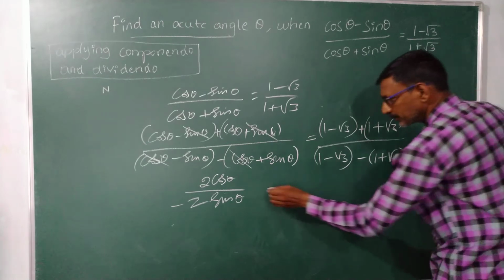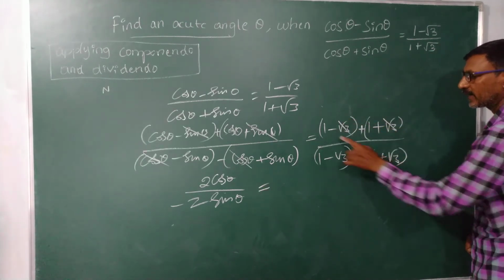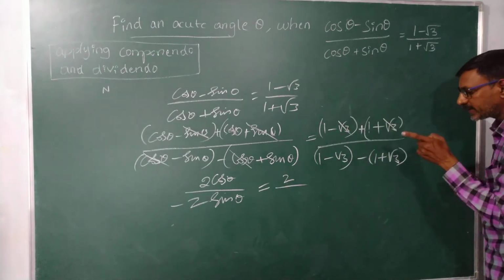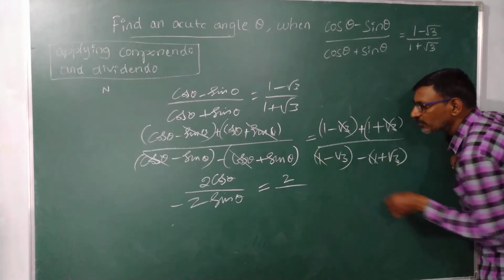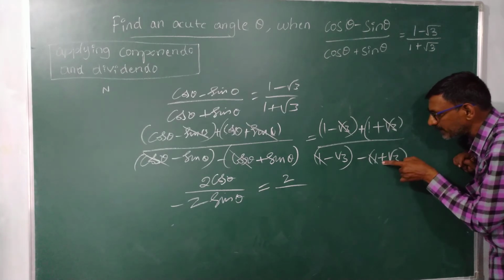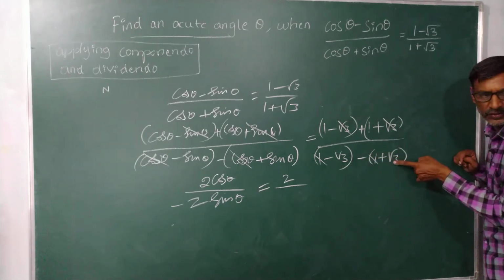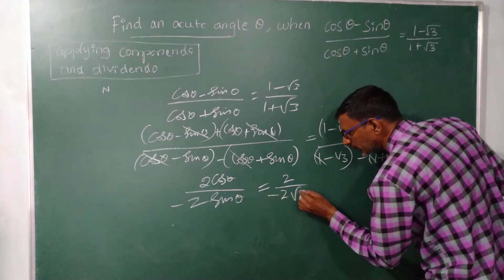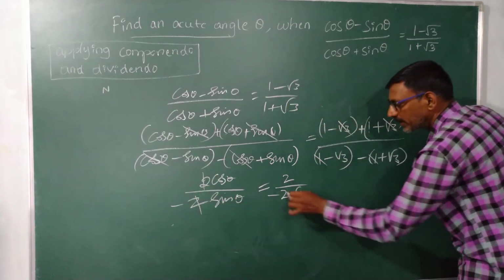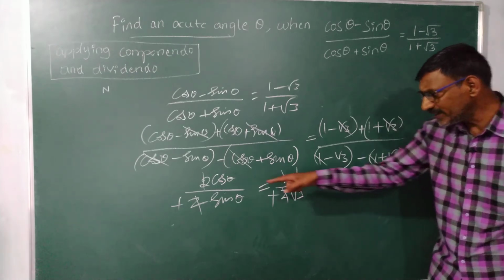This is equal to: plus root 3 and minus root 3 get cancelled, 1 plus 1 gives 2, divided by, see here, minus 1 and 1 get cancelled, so this is minus root 3 minus root 3, which is minus 2 root 3. Here the 2s get cancelled, and minus minus gets cancelled.